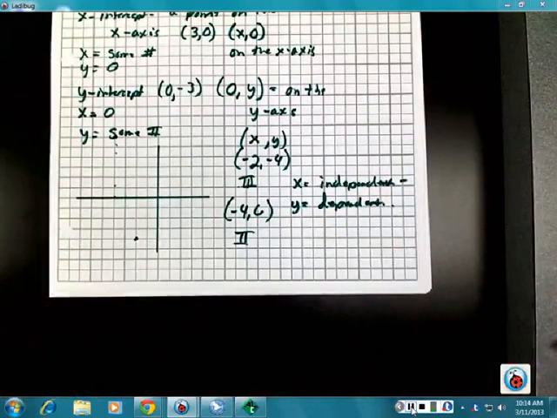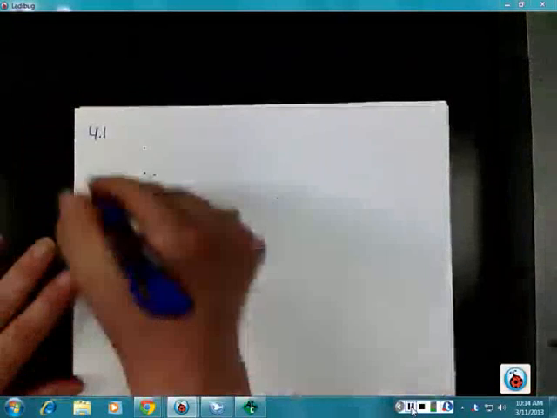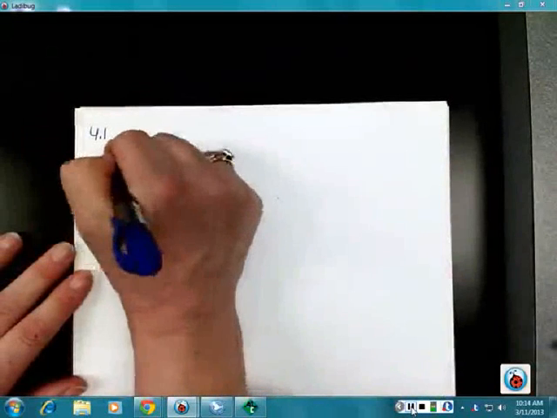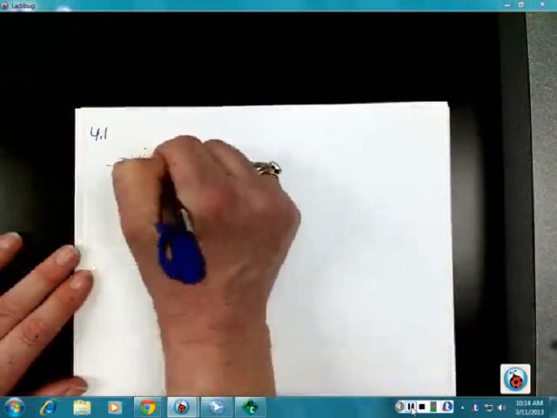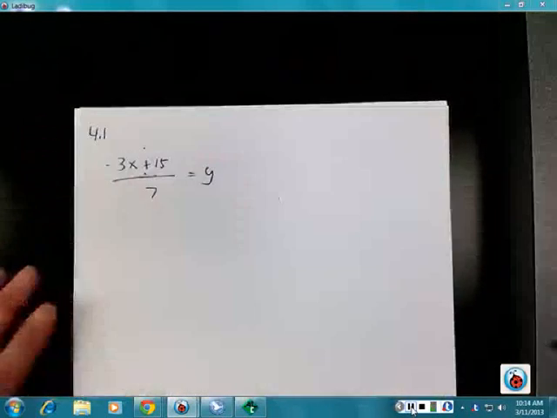I think? Okay. Now, what happens with these is as we work with those, we end up having equations. So this is still 4.1, and they might give you the equation of y = -3x + 15/7.